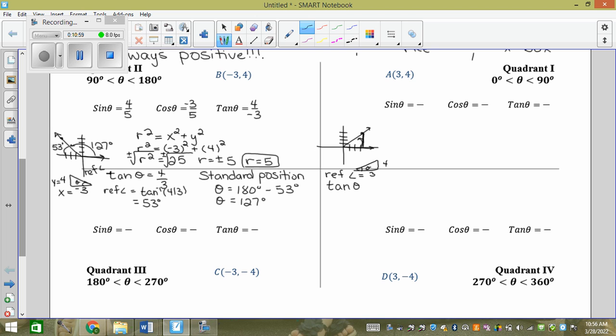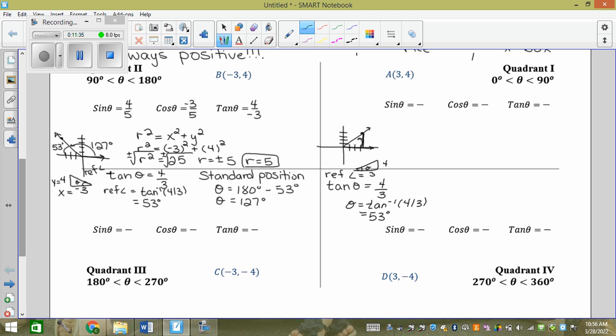So tan theta equals y over x, so it's 4 over 3. And then theta equals tan inverse of 4 over 3, which is 53 degrees. Wait a second, it didn't change. Why didn't it change? Because whether the coordinate is (-3, 4), (3, 4), (-3, -4), or (3, -4), I'm going to be dividing 4 by 3, positive, for the reference angle every single time. So the reference angle of all 4 of these is going to be 53.